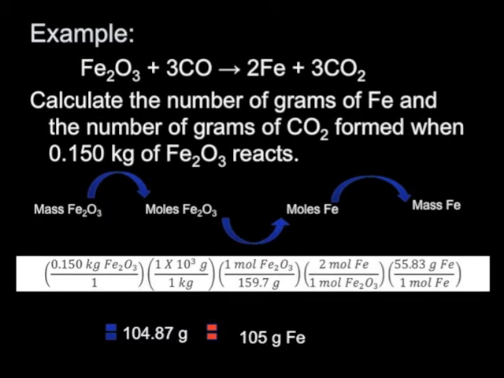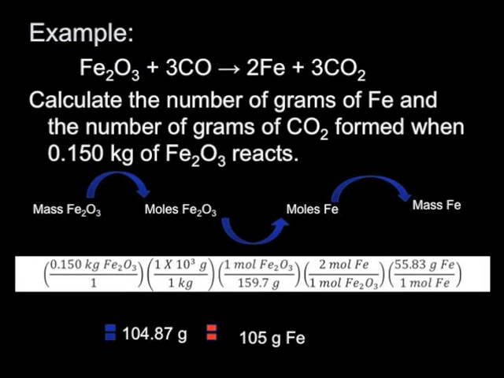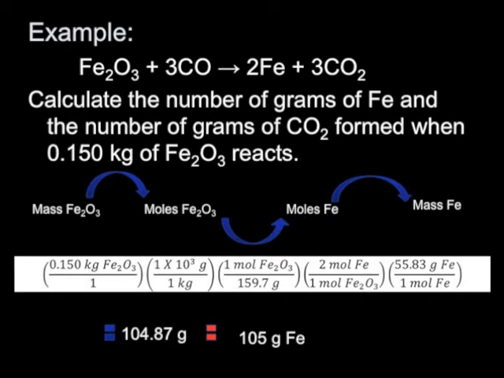So let's look at an example. Let's look at this reaction where we take iron oxide and react it with carbon monoxide to form iron and carbon dioxide. And let's calculate the number of grams of iron and the number of grams of carbon dioxide when 0.150 kilograms of iron oxide reacts.